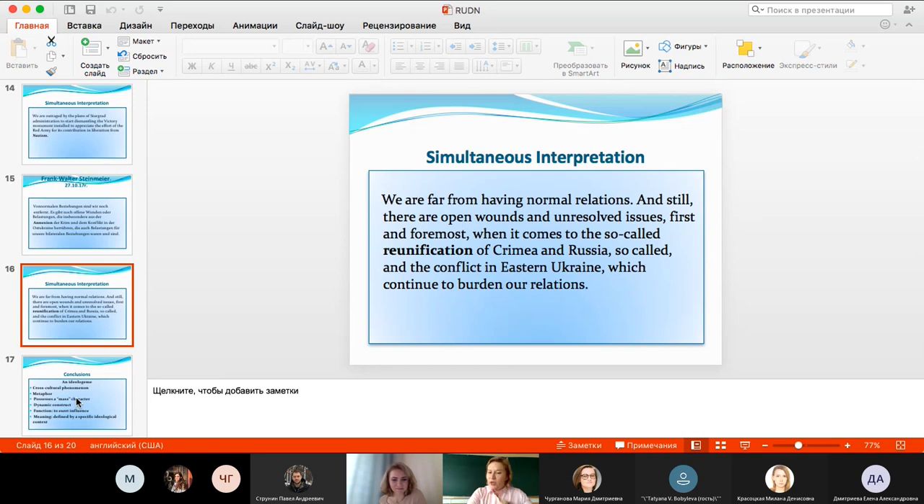But another interpreter who was performing his interpretation, when he was performing it, understood that he was unable to render it as annexation, bearing in mind that the official ideology of our country is that this process is reunification. I don't know, returning to the native harbor, as Putin called it, right?